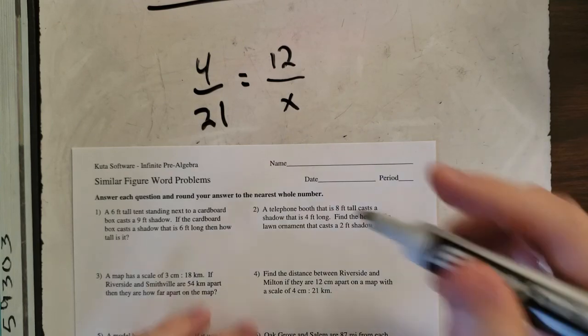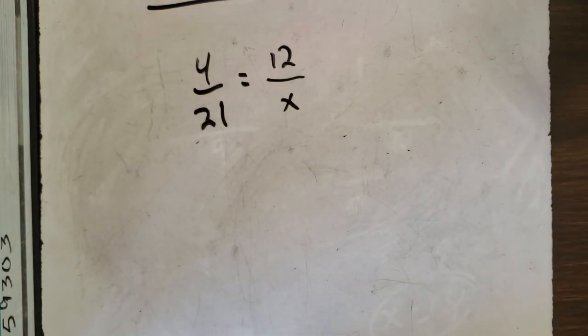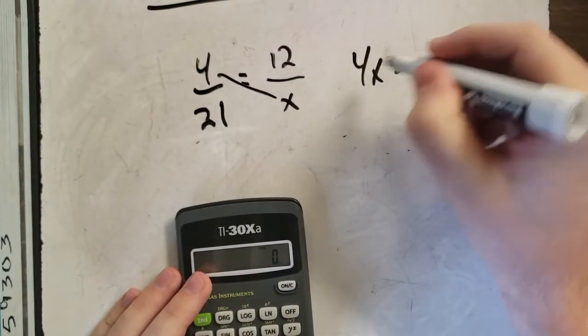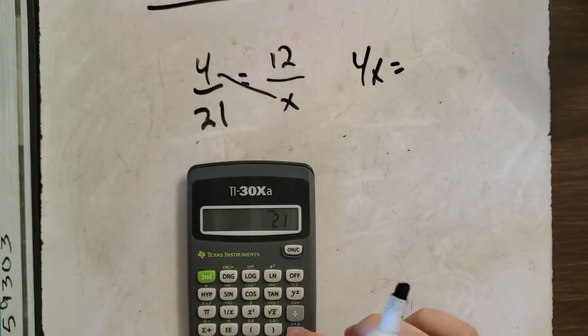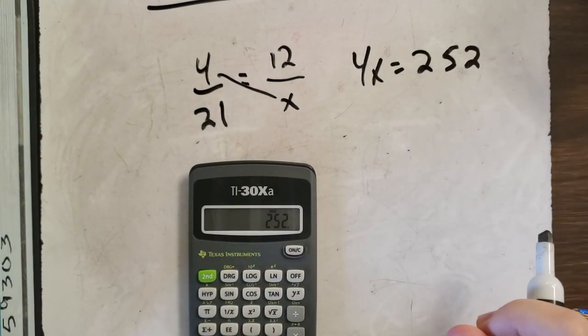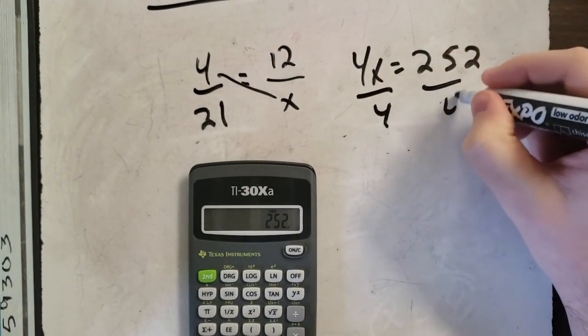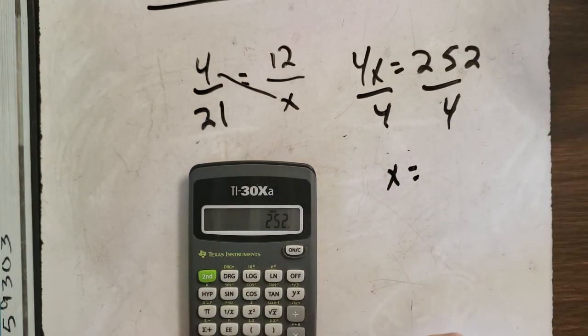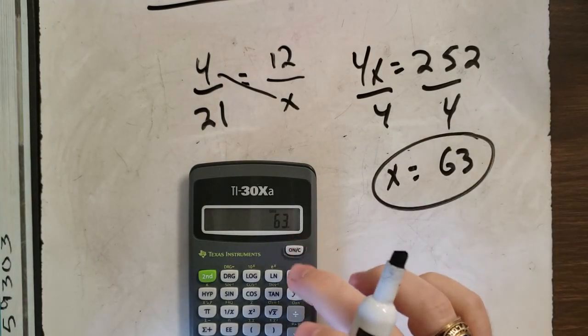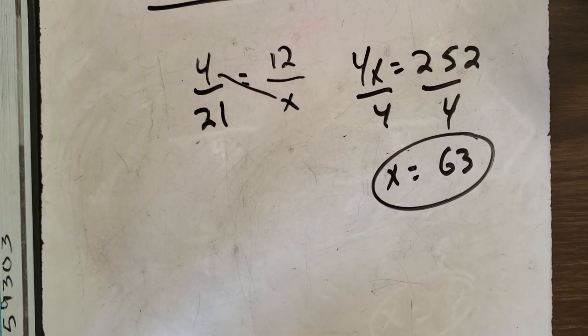Now we can go ahead and cross multiply. So 4 times x, 4x, equals 21 times 12. If you want to put it in the calculator, 21 times 12, that's fine. That equals 252. And then we're going to divide each side by 4. And 252 divided by 4 equals 63. Okay, so it's that simple. It's nothing complicated. You can use proportions, or you can divide and figure it out that way. Okay, it really is that simple.